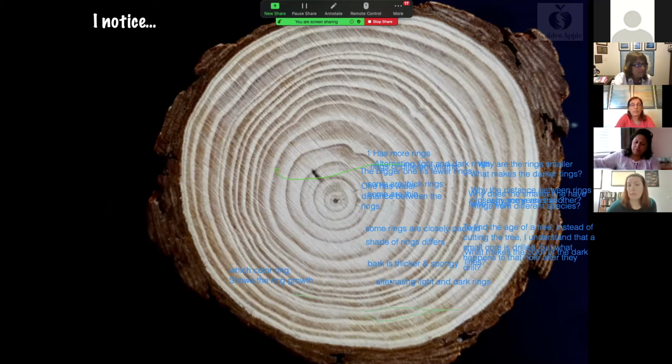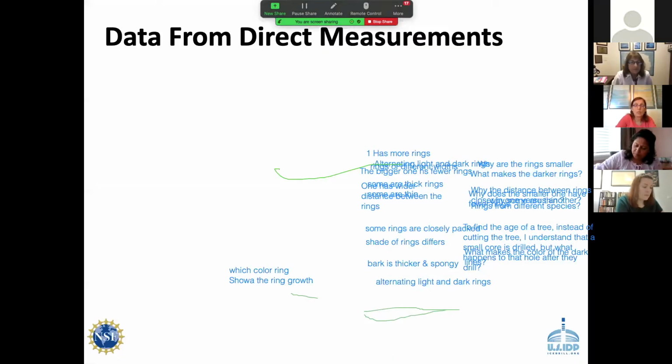The dark part, why is there a dark part and which part shows growth? Those are all great things to notice, and those are all great things to wonder. We're going to talk about all of that. So Louise, if you could clear that annotation for me again, that would be great.